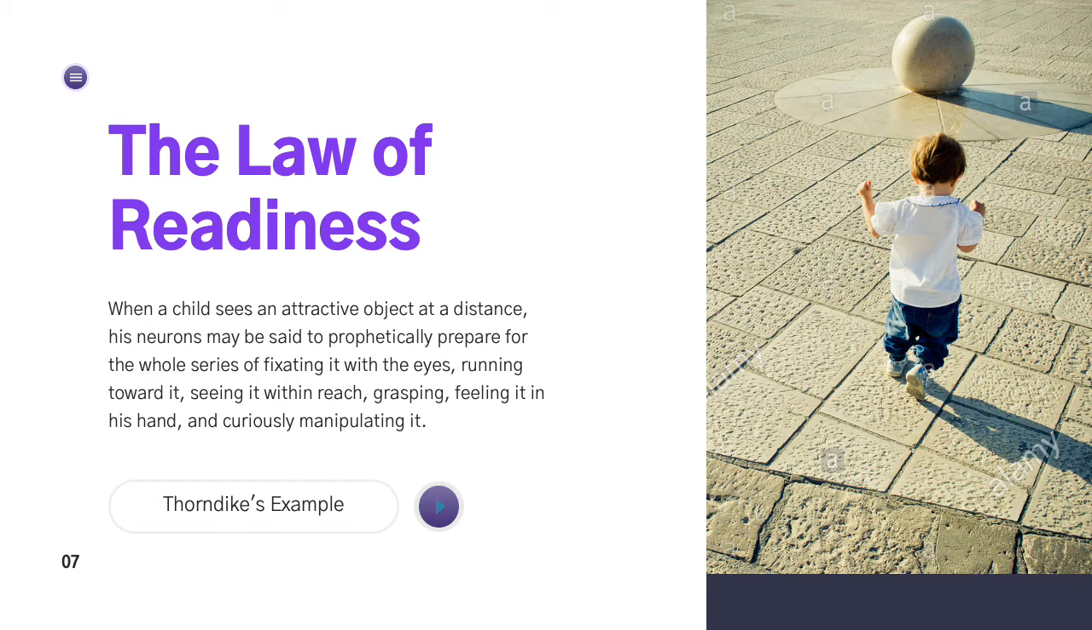Like when a child sees an attractive object at a distance, his neurons may be said to prophetically prepare for the whole series of fixating it with the eyes, running toward it, seeing it within reach, grasping, feeling it in his hands, and curiously manipulating it.